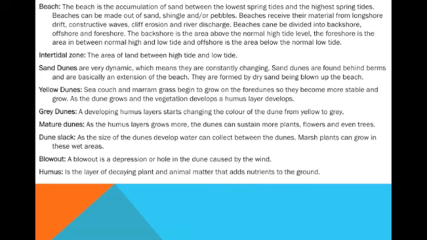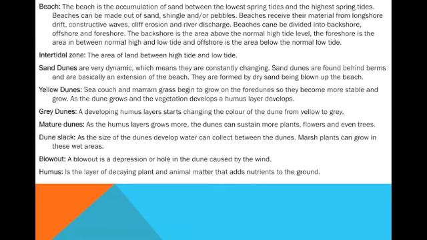Beaches can be divided into backshore, offshore, and foreshore. The backshore is the area above the normal high tide level. The foreshore is the area in between the normal high and low tide, and offshore is the area below the normal low tide. But you don't really need to know that. Intertidal zone, the area of land between high tide and low tide.